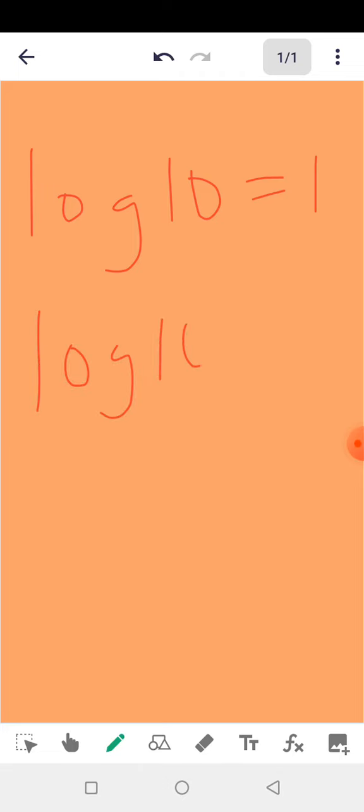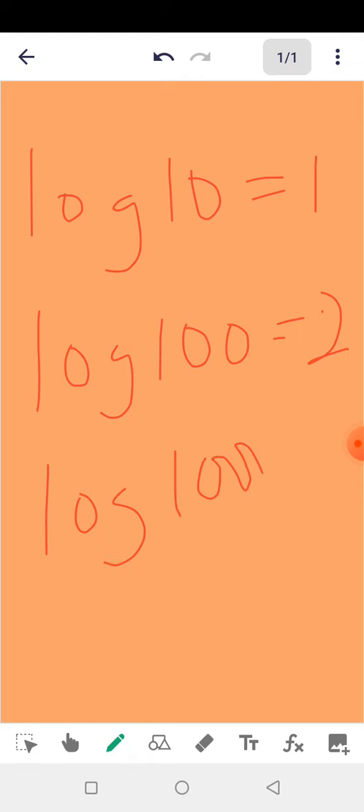To start with, the logarithm of a number is actually the number of times 10 is raised to give that number. What I'm saying is this. Log 10 is equal to 1. Log 100 is equal to 2. And log 1000 is equal to 3.